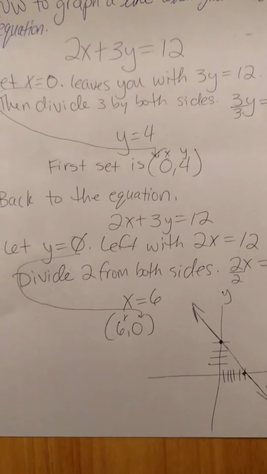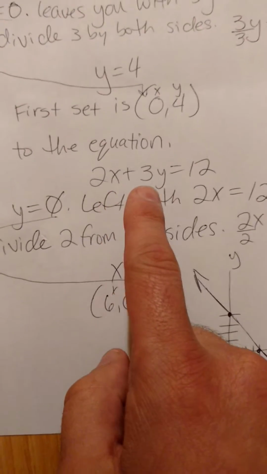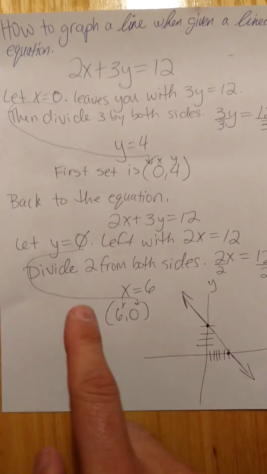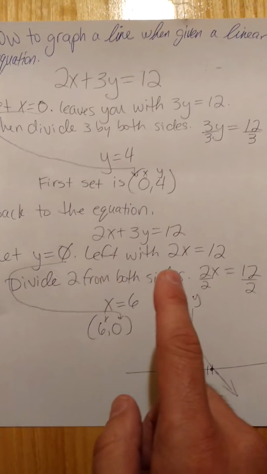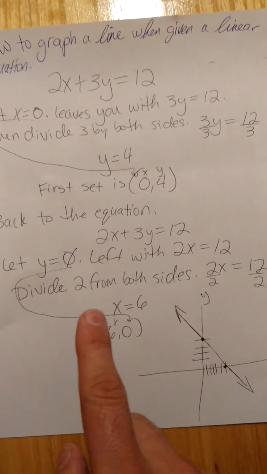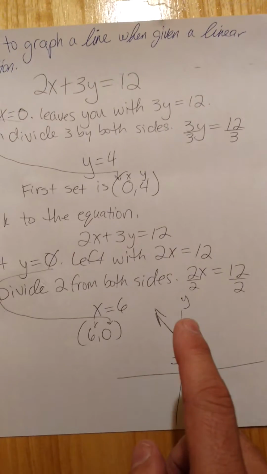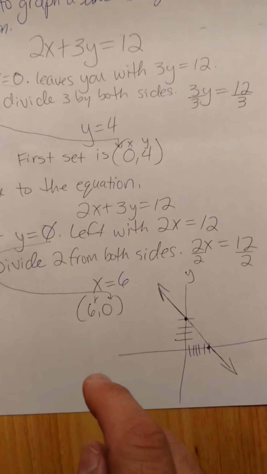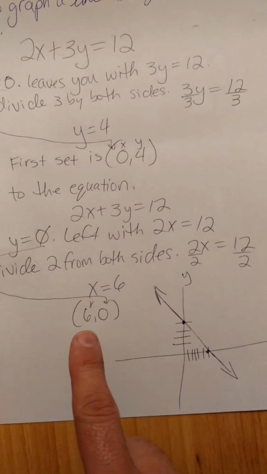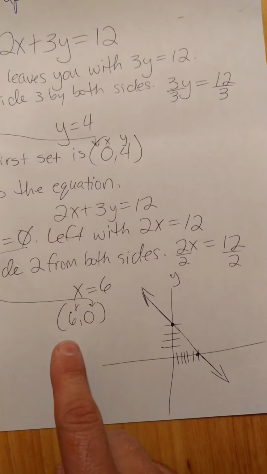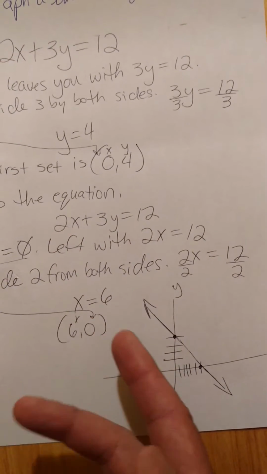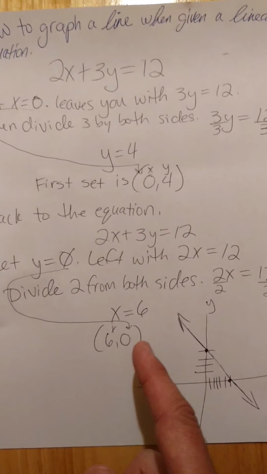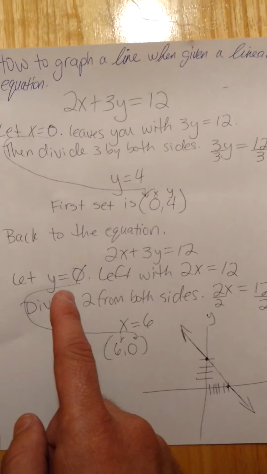Then you go back to the original equation, which once again is 2x plus 3y equals 12, to find the other coordinates. This time you let y equal 0, and you are left with 2x equals 12. Then you divide both sides by 2, and you are left with x equals 6. And the coordinates are 6 and 0. With the 6 representing the x, which is what you got after you divided by the 2, and the y is represented by 0, which is what we determined y would be on our own.